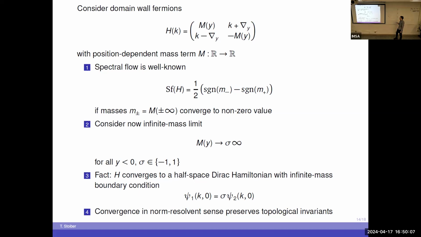It doesn't really matter how the details of this convergence work, but the point is one can do the analysis and actually prove that if you let the mass converge to infinity on one side, the Hamiltonian converges to a half-space Dirac Hamiltonian, which has a very particular boundary condition. Namely, depending on whether you let the mass converge to plus or minus infinity, you get either the so-called positive or negative infinite mass boundary condition. So basically, you relate the two spinor components at the boundary either with a plus or with a minus sign.